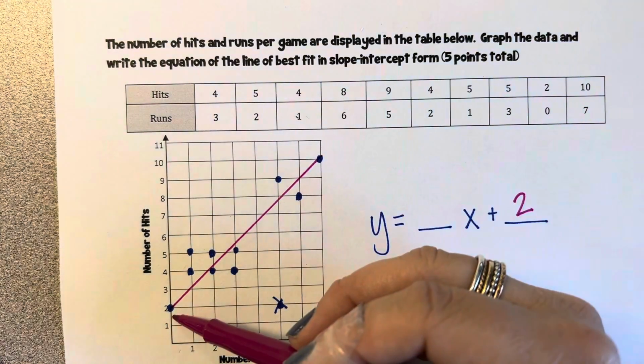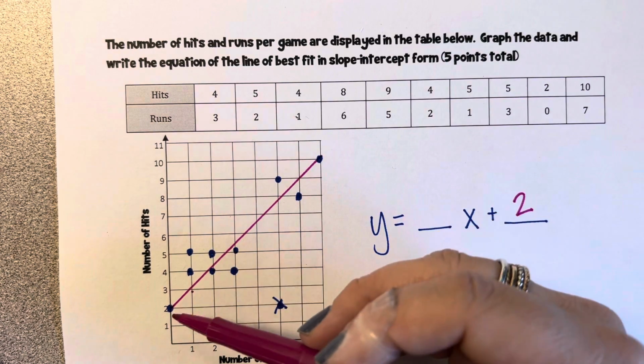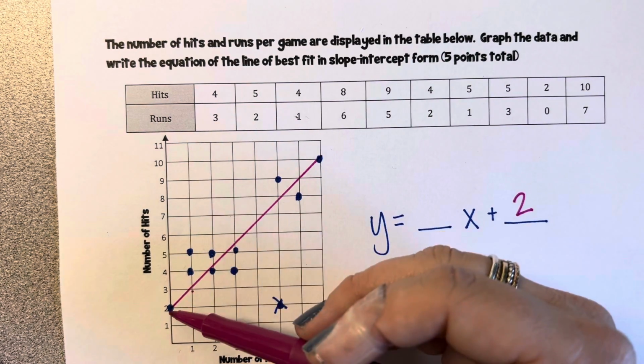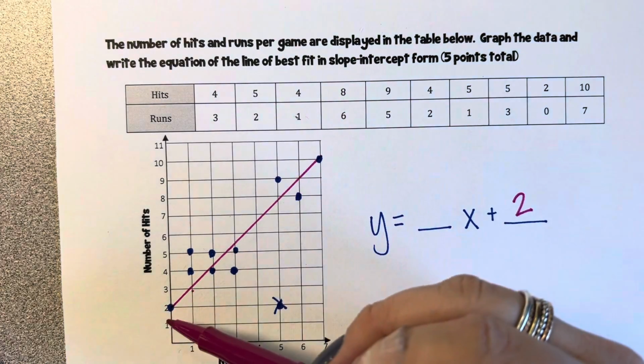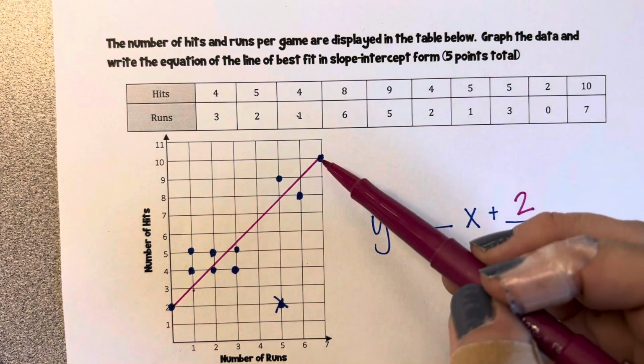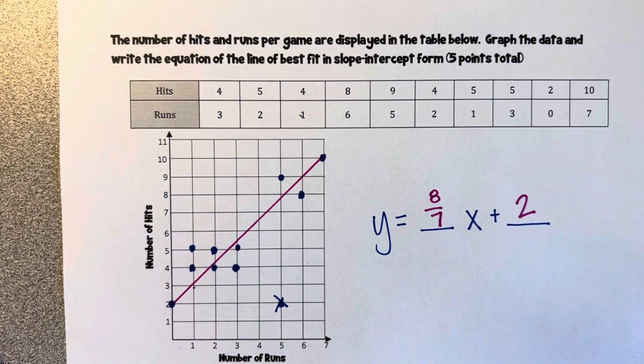So let's look at the slope. Rise 1, run 1, rise 1, run 1, rise 1, run 1, right? I'm going from 2 to 10, that's up 8. Oh, just kidding, no it's not. It's going up 8 and over 7. So up 8 over 7, that is my slope. So my equation would be y equals 8 over 7x plus 2.